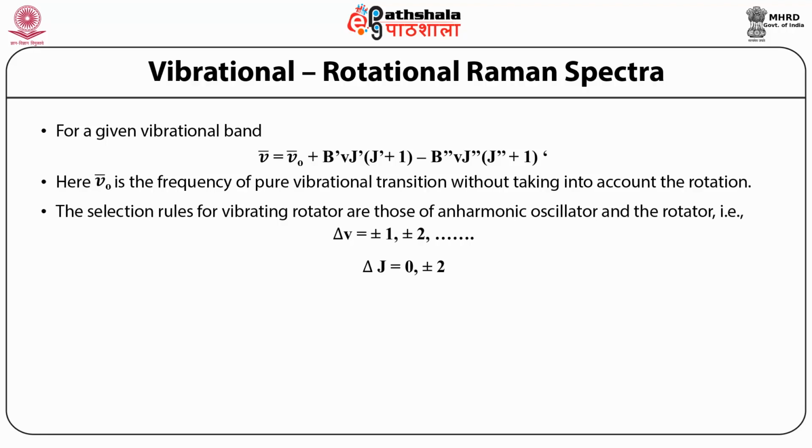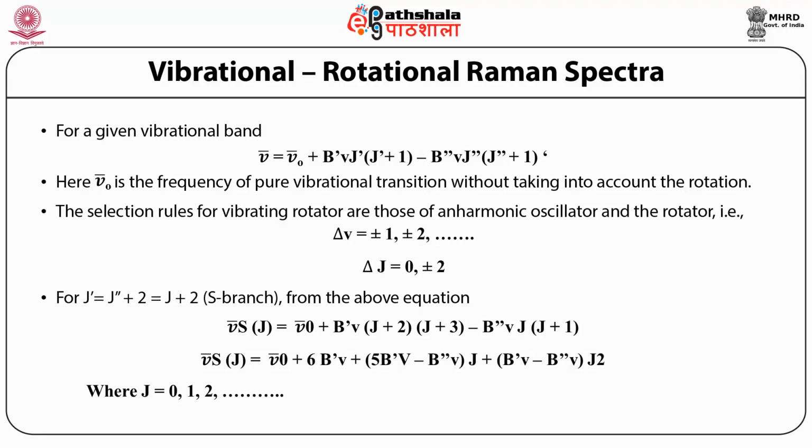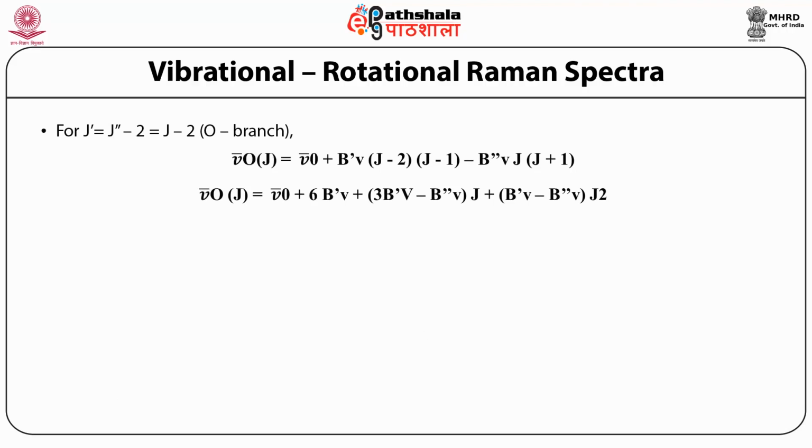equal to plus minus 1, plus minus 2 and so on, and delta J is equal to 0, plus minus 2. For J' is equal to J'' plus 2, which is equal to J plus 2, this is the S branch. From the above equation, these equations can be written as: for J' is equal to J'' minus 2, which is equal to J minus 2, this is the O branch. So, the frequency for the O branch is equal to nu 0 plus B' nu (J minus 2)(J minus 1) minus B'' nu J(J plus 1).